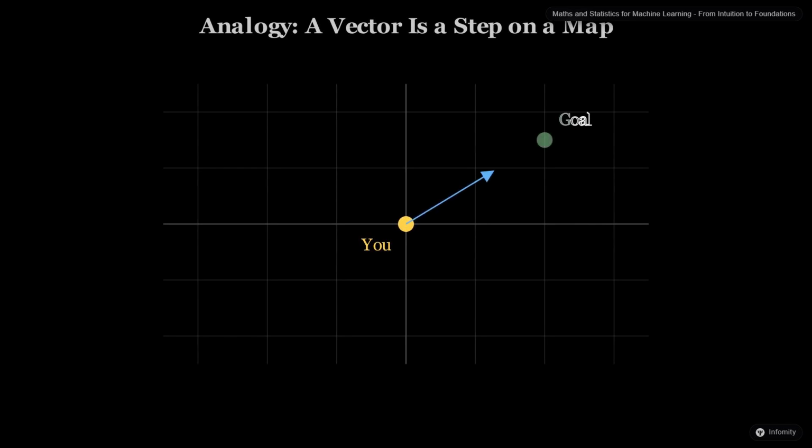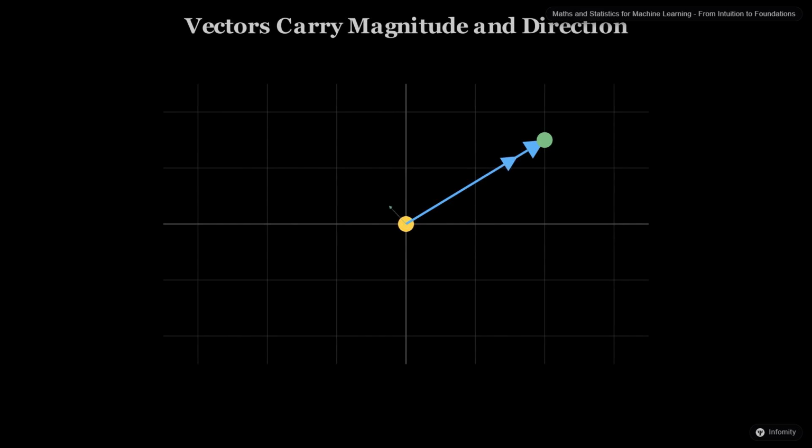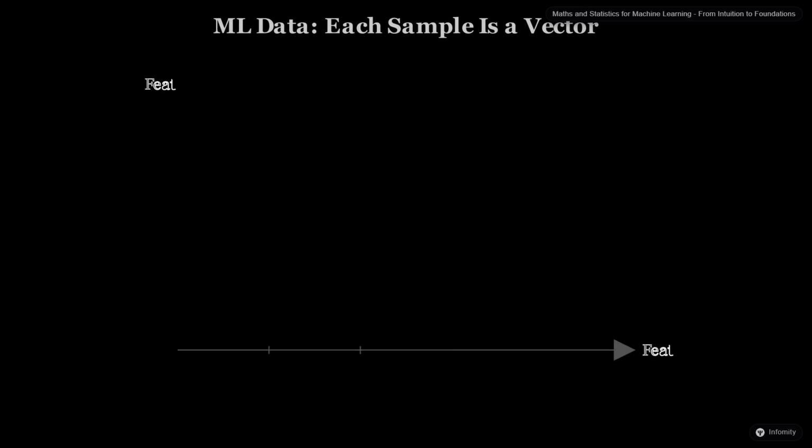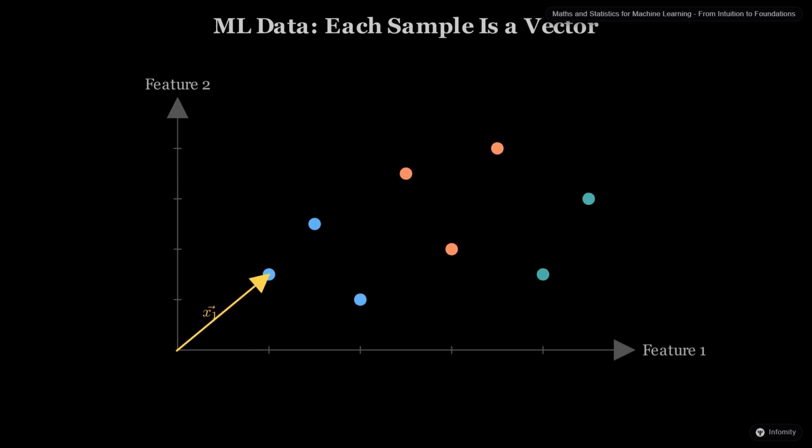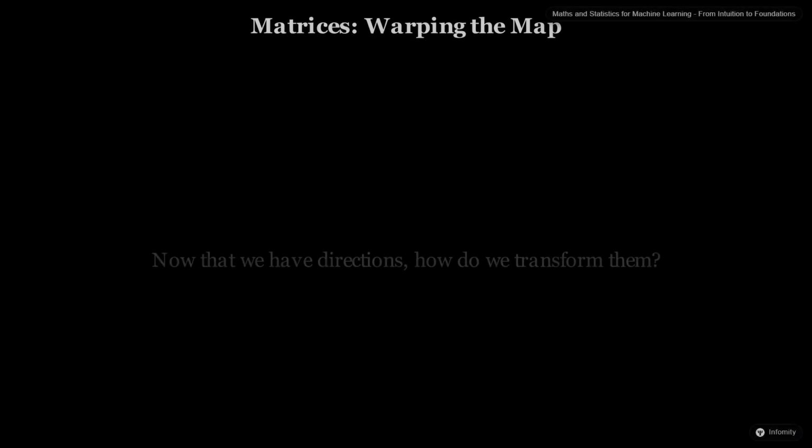It is not just a list of numbers, it is a movement with a direction and a distance. If you are a hiker, a vector tells you exactly how many units to walk east and how many to walk north to reach your destination. In machine learning, every piece of data, like the pixels in an image, is just a point reached by one of these directional arrows.